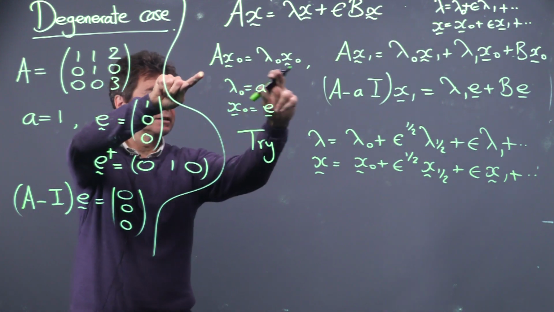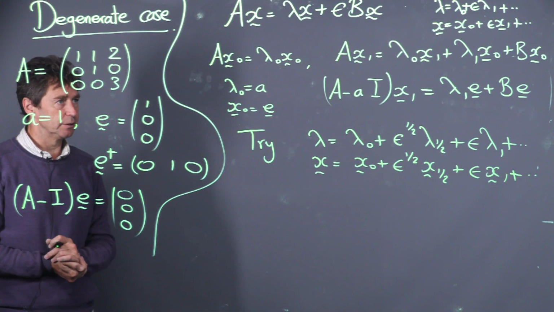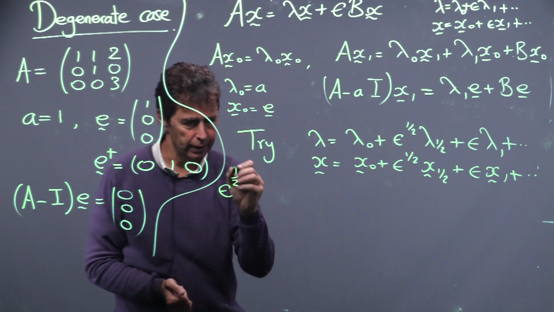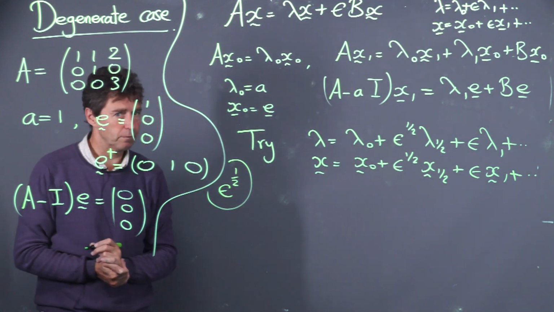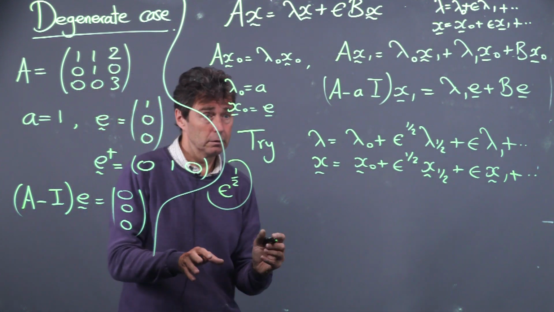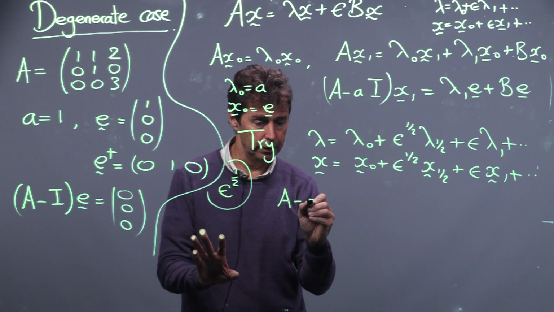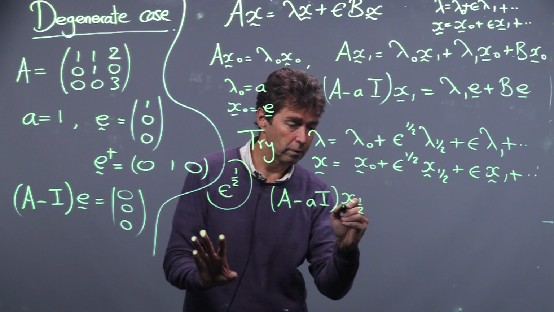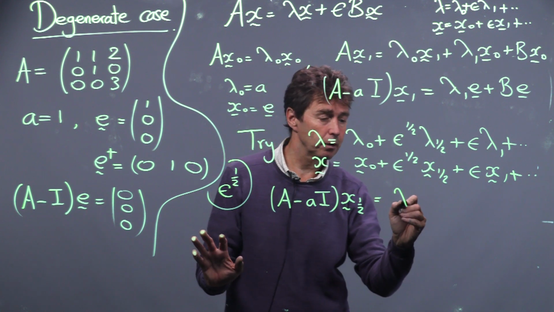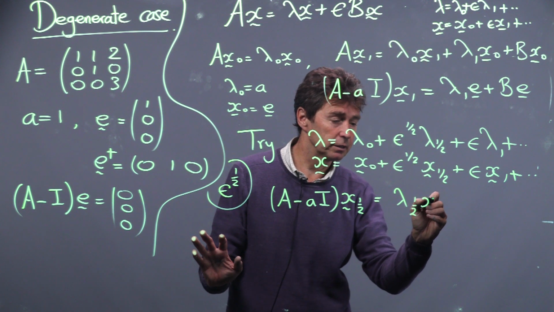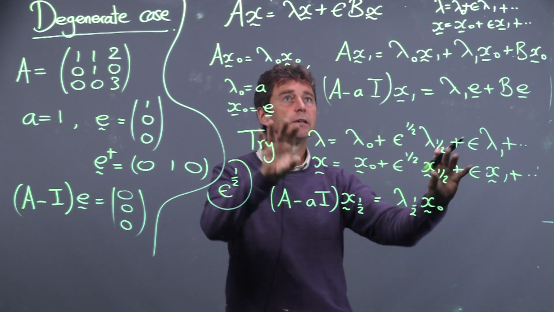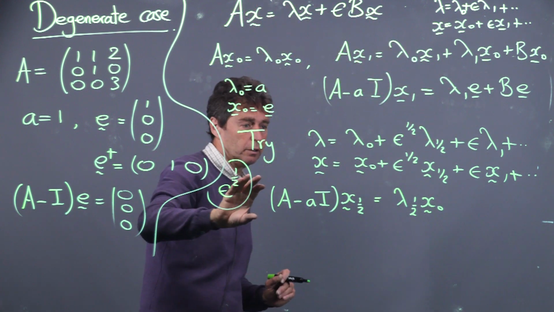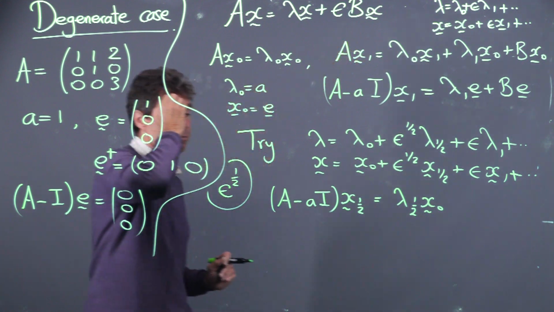Plugging things in, I still get this at leading order. That's the epsilon to the 0 terms. However, because I've now included these things, I'm going to get some terms with epsilon to the 1/2 in them. So what do I get? I get (A minus a I) times x 1/2 equals lambda 1/2 times x0. Putting this expansion into the whole thing, there are some 1/2 subscript terms, and there they are. This term doesn't yet come in.